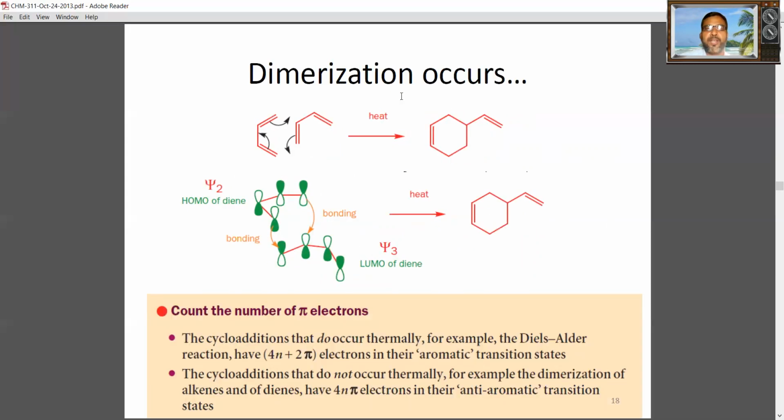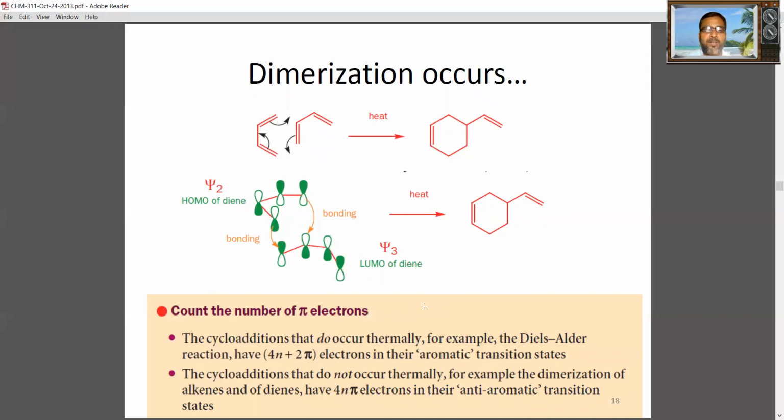Now dimerization occurs. You can see the diene, here is the dienophile, and in the presence of heat, forming this cyclized product. So here is matching. The HOMO of the diene and the LUMO of the dienophile are matching. So count the number of pi electrons. The cycloadditions that do occur thermally, for example the Diels-Alder reaction, have 4n+2 pi electrons in their aromatic transition state.